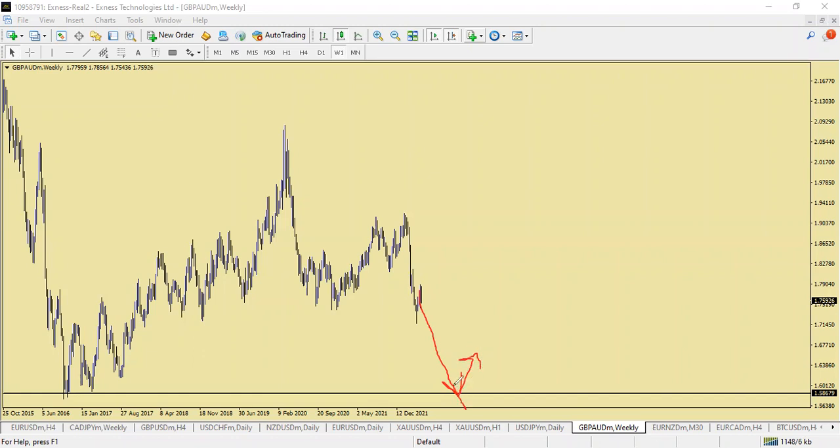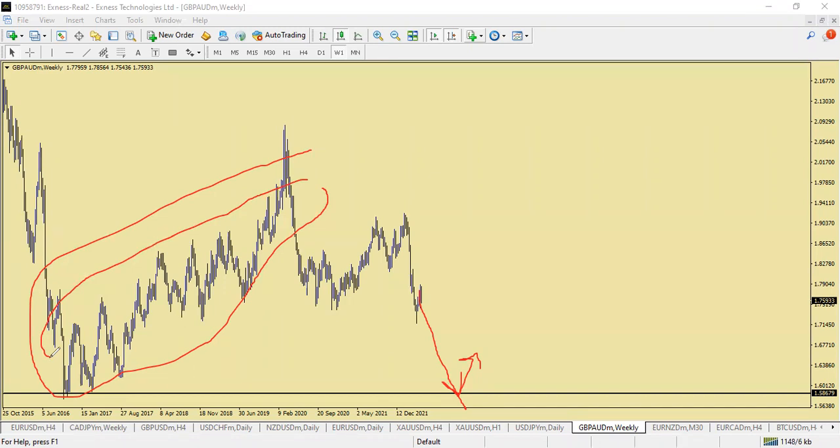But of course, if it breaks this point, my brother, the pairs are falling badly. Now, I want you to see this. So this is GBP/AUD. That's the weekly chart. This is a flag. You have to know the difference between the bullish and the bearish flag. Flags mean a continuation of a trend, and you have to know their characteristics, how you should differentiate them from the main trend.